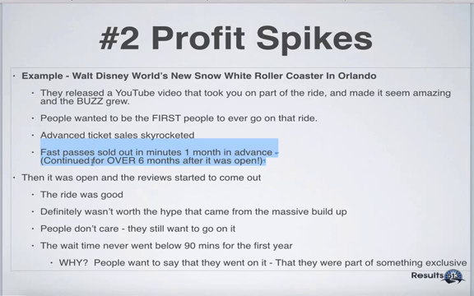Now, normally people don't do that, right? Like 30 days ahead of time, that's a really big deal to plan that you're going to go on a ride. But I will tell you, the minute that 30-day window opened up, fast passes were sold out, and for 6 months after that, fast passes were sold out. Like it was a crazy frenzy.